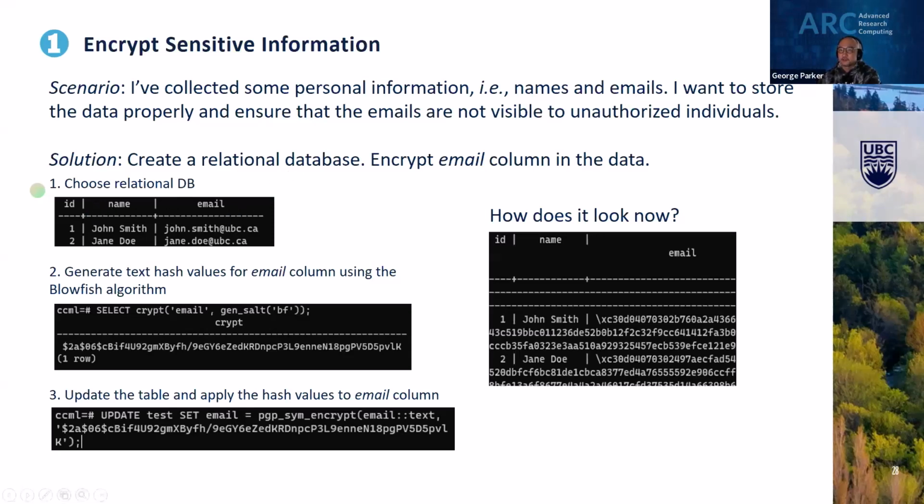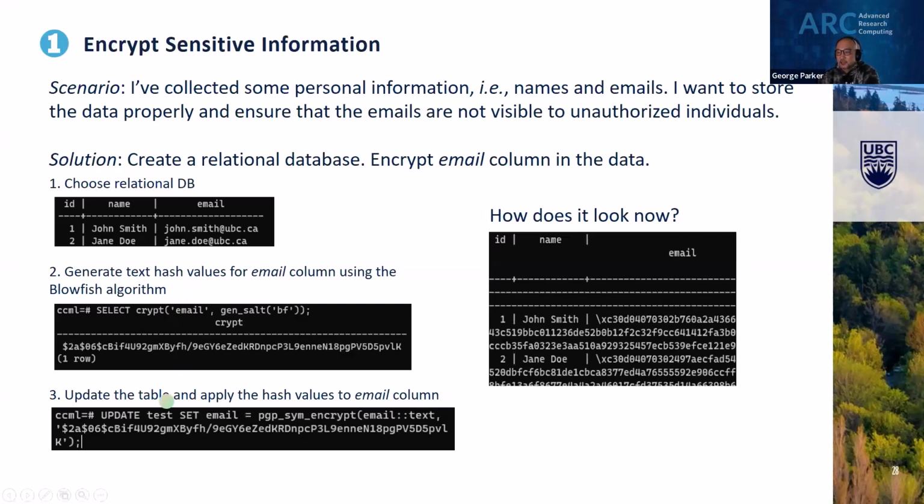So step 1, I create a relational database which has 3 fields. ID is the identifier, and it has name and email. And then I just need to encrypt this email column. So I generate text hash values for this email column using the Blowfish algorithm using this syntax. You don't have to use this algorithm. There are plenty out there. You can pick the one you like, depending on the data type you have.